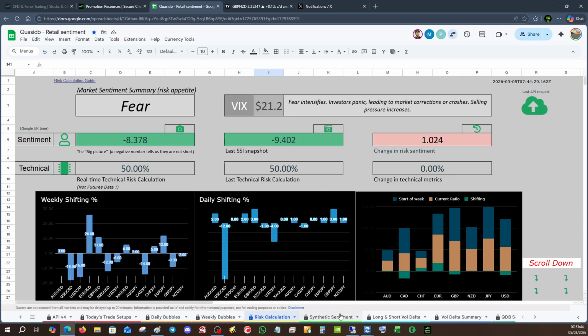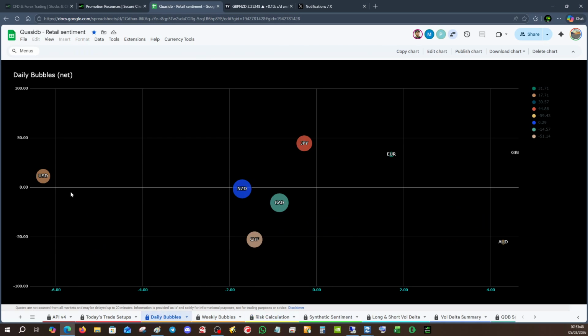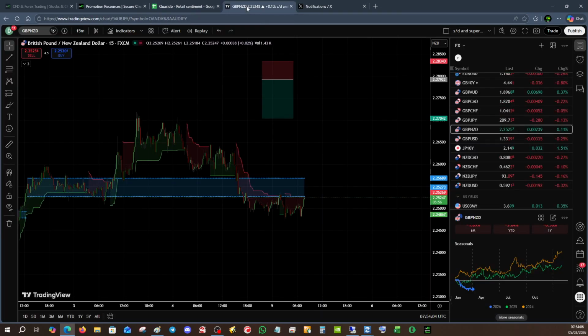Okay, so let's look at the bubbles. There we go. Strong dollar, weak pound, weak Aussie, weak euro. That's actually quite useful to know, so whether or not we're going to get any dollar trades on AutoChartist, let's see. But before we look at any dollar, pound, Aussie, euro trades, let's look at yesterday's setup.